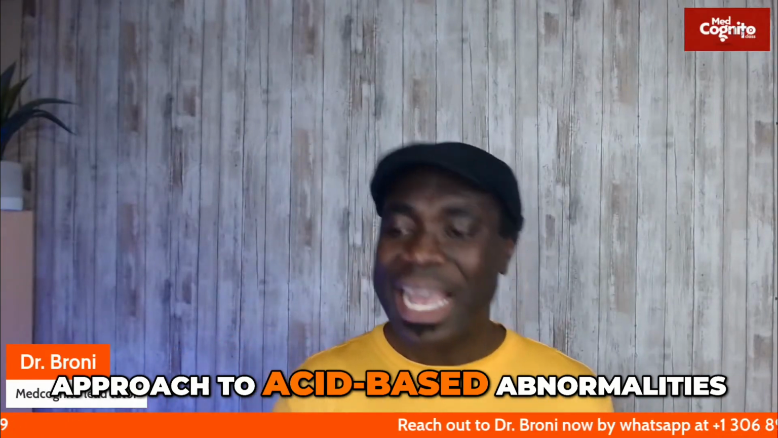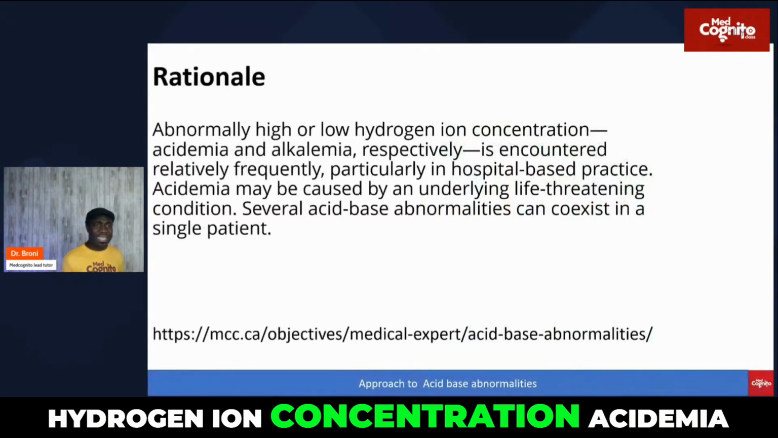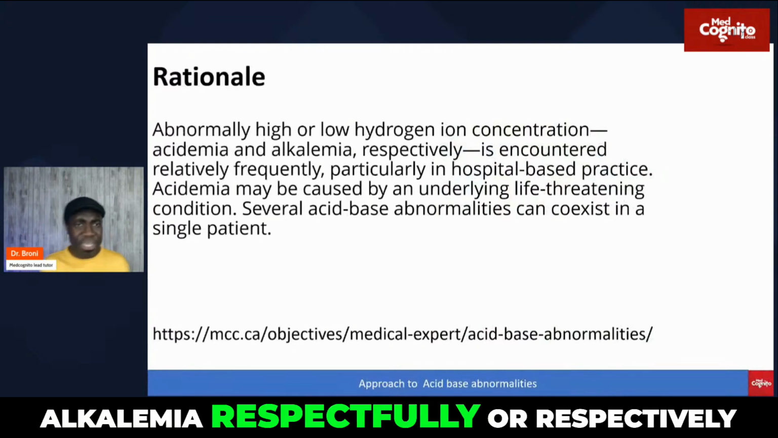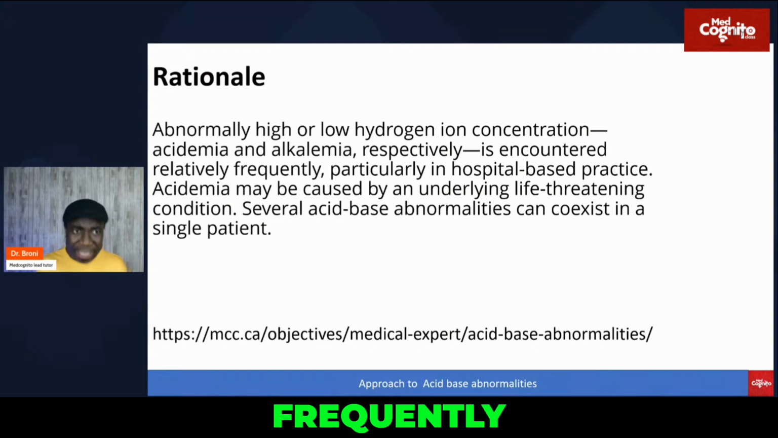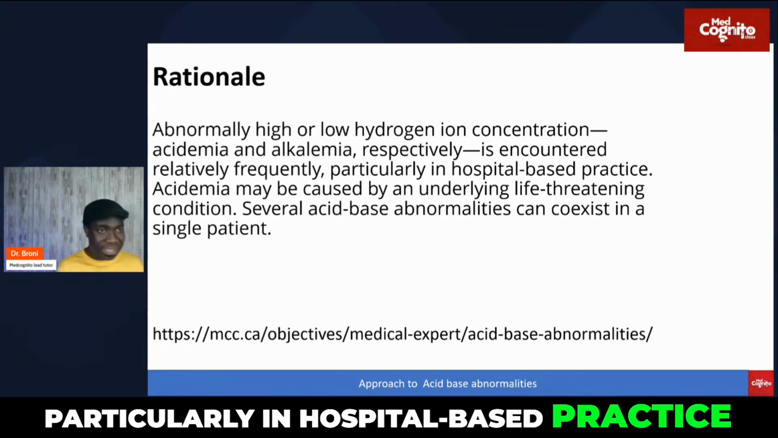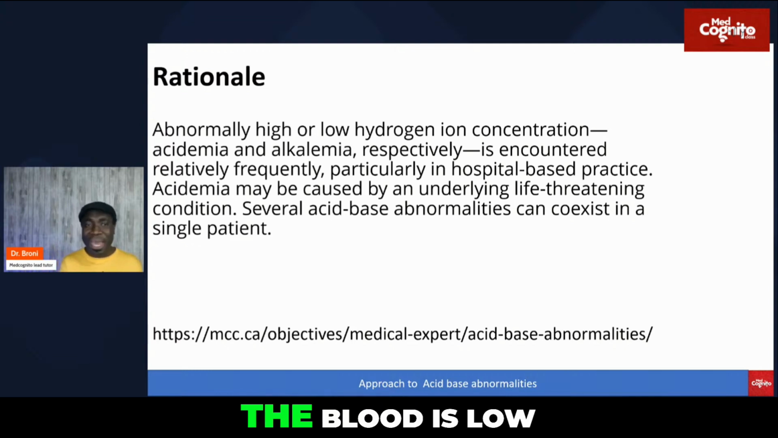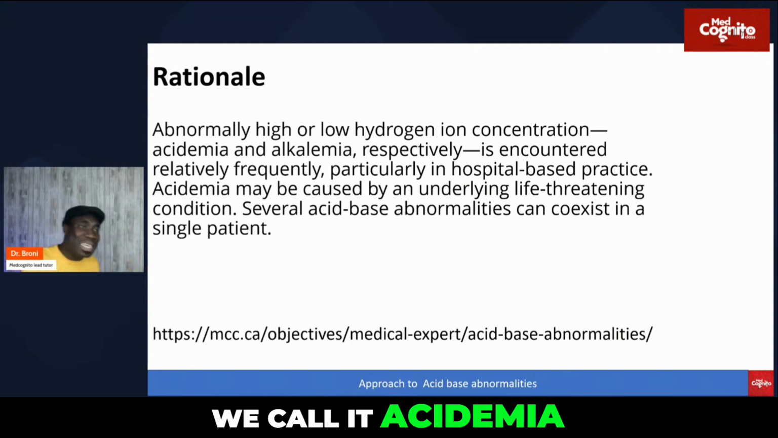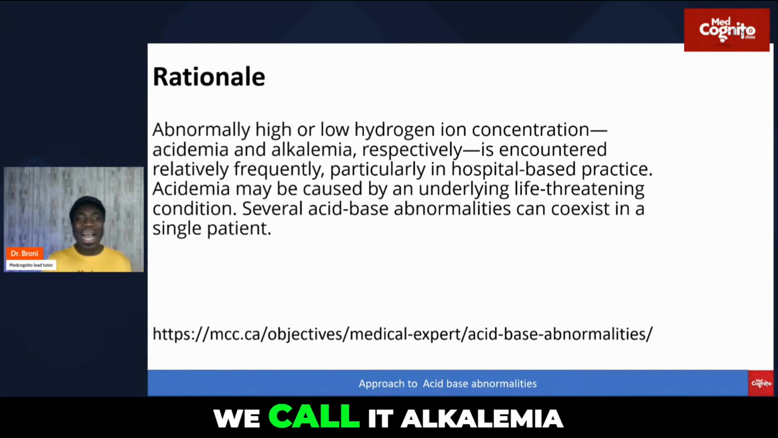Approach to acid-base abnormalities. Let's deal with this. An abnormally high or low hydrogen ion concentration, acidemia or alkalemia respectively, is encountered relatively frequently, particularly in hospital-based practice. If the hydrogen ion concentration in the blood is low, we call it acidemia. If the hydrogen ion concentration in the blood is high, we call it alkalemia.